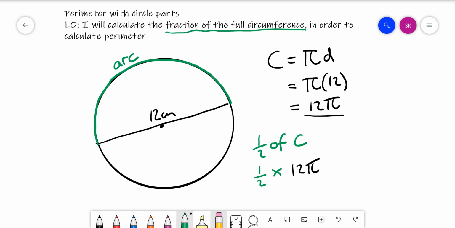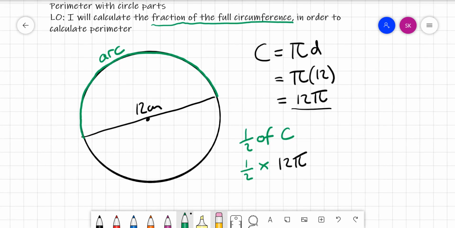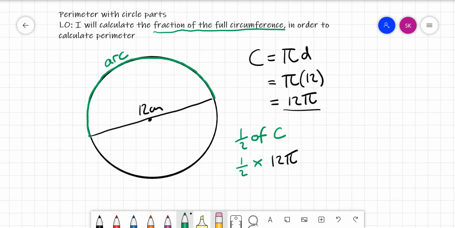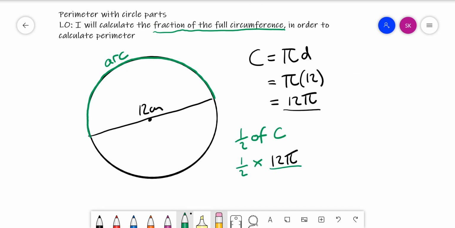Now I'm sure you'd be happy to tell me a half of 12 pi is 6 pi, but just to be really clear about it, you could say 12 pi is the same as 12 over 1. Always make your life simple. Simplify first. And so this is 6 pi.